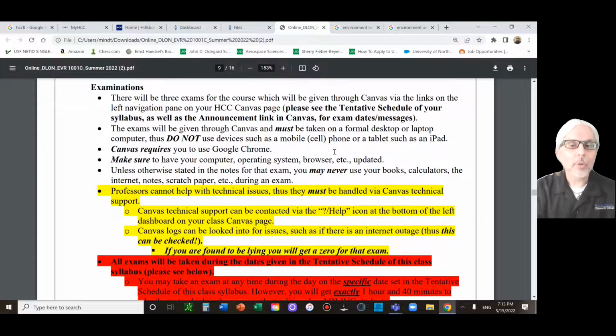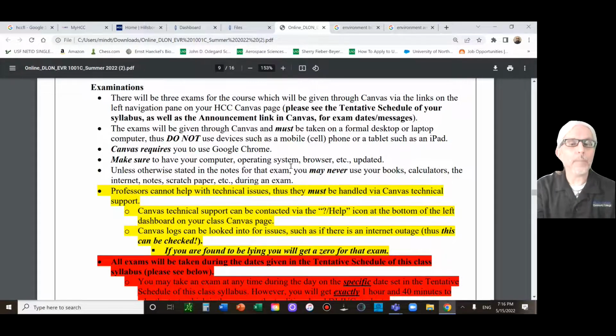It doesn't work. When we talked to Canvas tech support, they were very clear about this. You must do it on a formal desktop or laptop, and it must be done through Google Chrome. Sorry, if you want to do it through Safari, it doesn't work very well. If you choose to do it that way and then later say, well, that's not fair, yeah, it is, because you chose to do it that way. Right here it says, don't do that. You got to use a desktop or laptop and you got to use Google Chrome. That's what Canvas wants. It's not what I want, it's what Canvas wants.